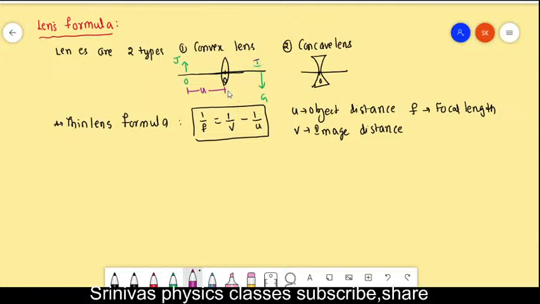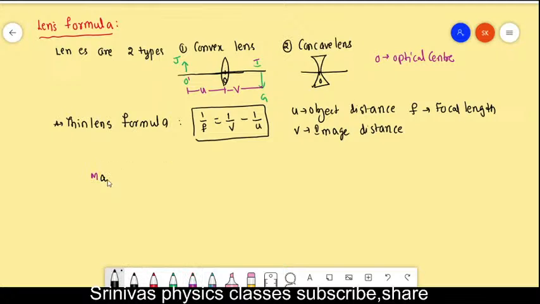The distance of the image from the optical center, where O is the optical center, you can take as O dash. The distance of the object from the optical center, from here to here, is called the object distance. This is called the image distance. f is the focal length. 1 by f is equal to 1 by v minus 1 by u, we have to write.